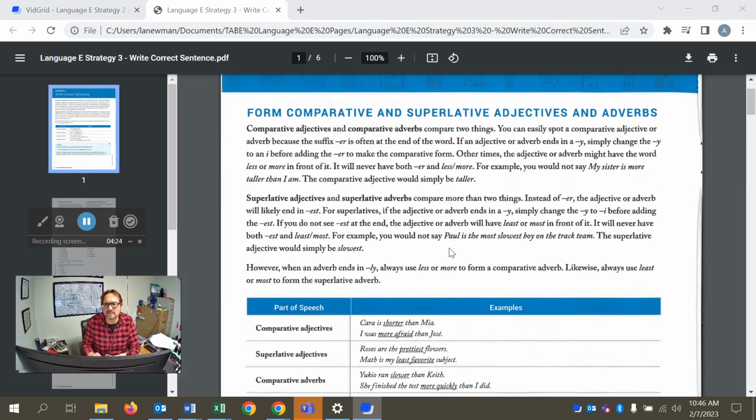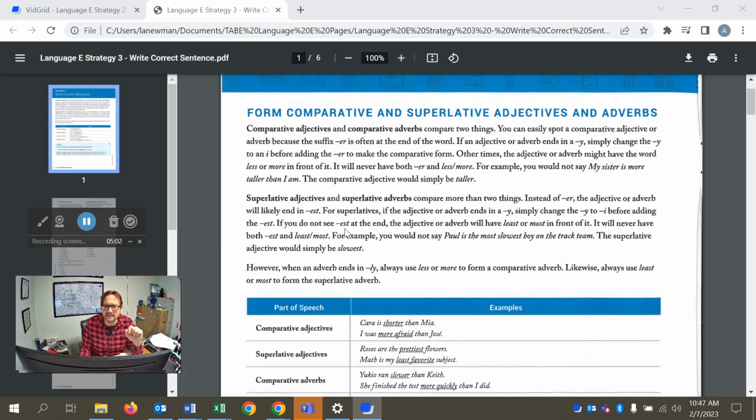All right, superlative adjectives and superlative adverbs compare more than two things. So now we're dealing with the top, the number one rank, the EST. So instead of ER, the adjective or adverb will likely end in EST. For superlatives, if the adjective or adverb ends in a Y, simply change the Y to I before adding the EST. It was just like it was in the comparative form. So I said silly becomes sillier with an I instead of a Y. Well, it becomes silliest with an I instead of a Y.